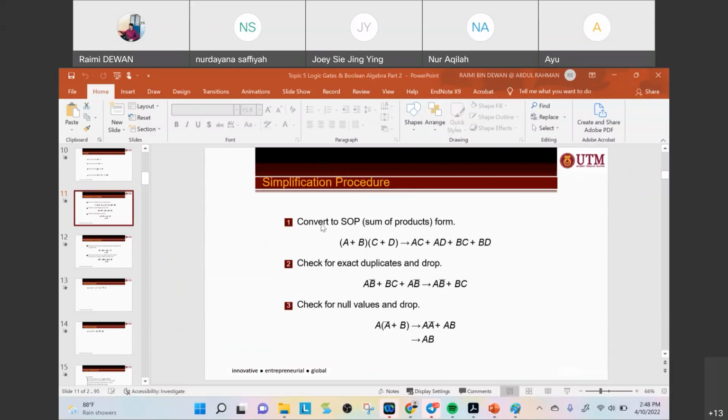So first we convert to SOP, sum of product form. For example, if you have A plus B times C plus D, you directly expand it. Okay, AC plus AD plus BC plus BD. Then you check for exact duplicates and drop them. For example, AB plus BC plus AB, you drop one AB, because there are two. The duplicates you drop, because it's still the same.